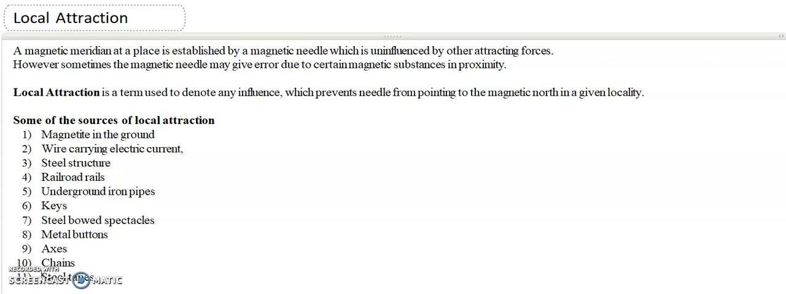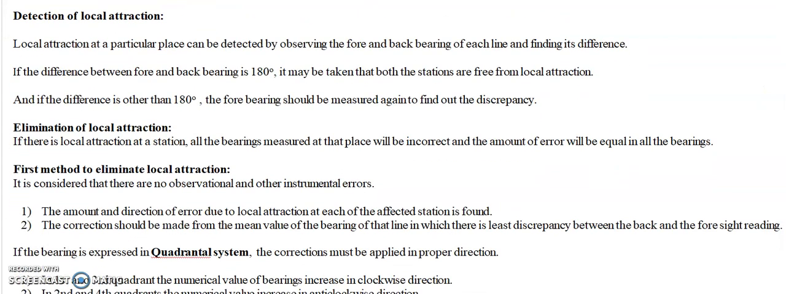Now, how to detect the local attraction? Local attraction at a particular place can be detected by observing the fore and the back bearing of each line and finding out its difference. If the difference between the fore bearing and back bearing is 180 degrees, it may be taken that both the stations are free from local attraction, provided there are no observational and instrumental errors.